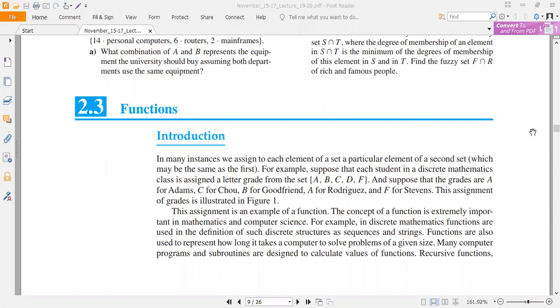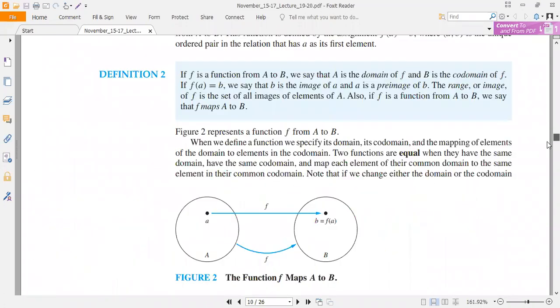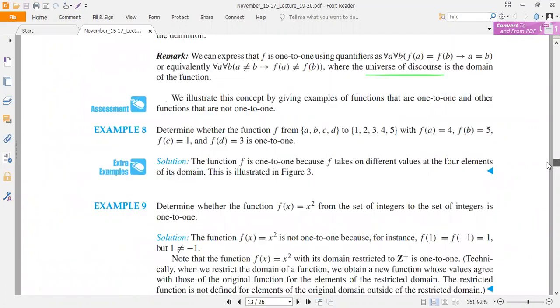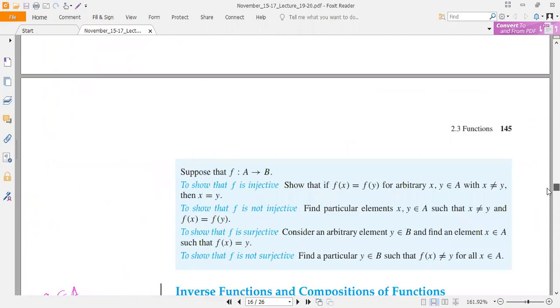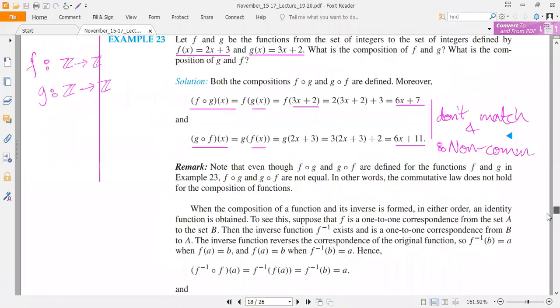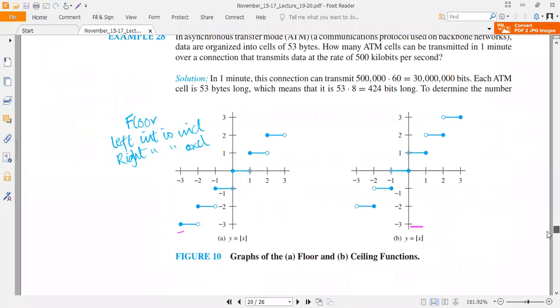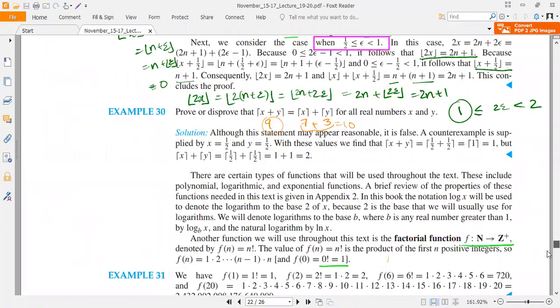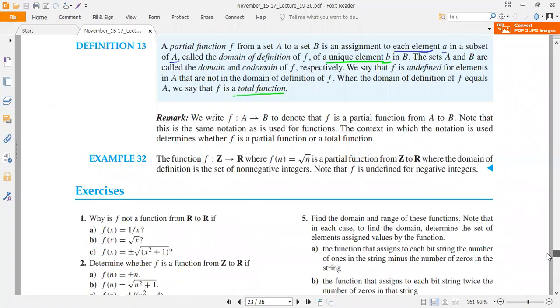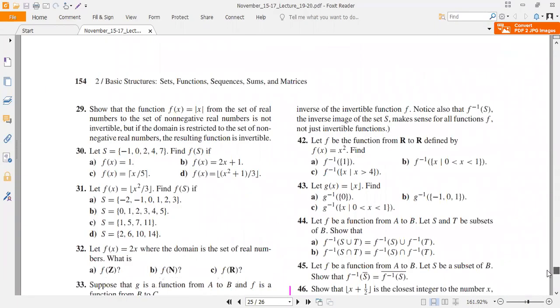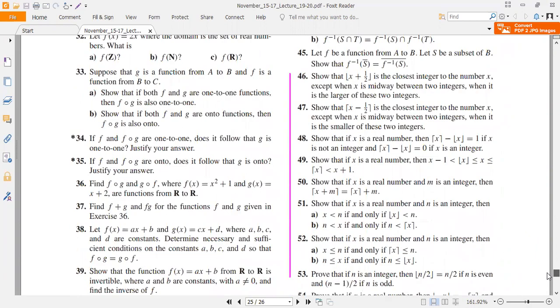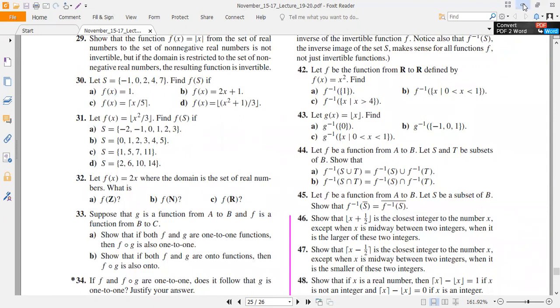The agenda for today's tutorial is exercise 2.3 questions. These are the questions which are marked in purple lines, from 46 to 53. So let's check it out.